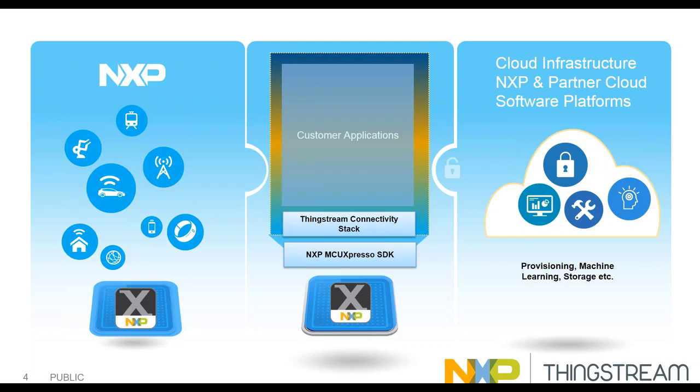And then on top of that, we have the ThingStream connectivity software block that will then allow you seamless cloud connectivity. And once you have the hardware components and the software components in place, that means that you can start to leverage cloud infrastructure, which can bring you provisioning, machine learning, additional storage, all of these things that can really add value to your end customers and the sensor networks that you deploy.